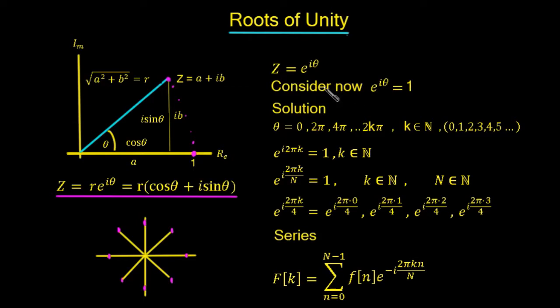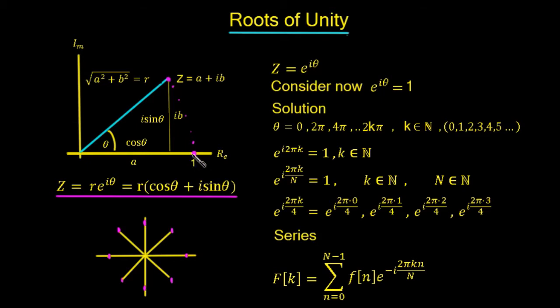So we're looking for a solution to this, so we're looking for the angle theta that ensures that e to the i theta is equal to 1. We know that when theta is equal to 0, anything to the power of 0 is just a value of 1, so theta equaling 0 is a solution, so in effect that's this little point here.